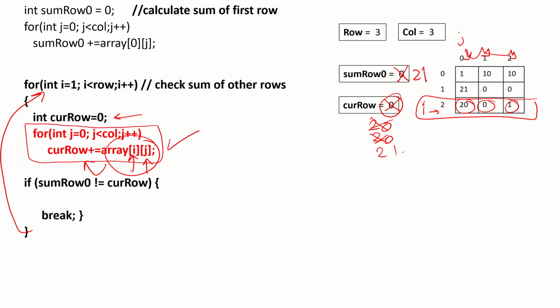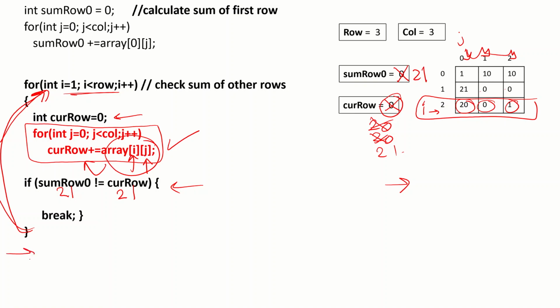Once you are done with the summation, now your step is to compare. Is it the same value as the summation of the first row? If it is the same, just continue. If it is not, you need to break. So I will do the comparison. I have here 21 and the other variable is also 21. They are the same. So again, I will continue over there. We will reach the end of our row because this was the last row.